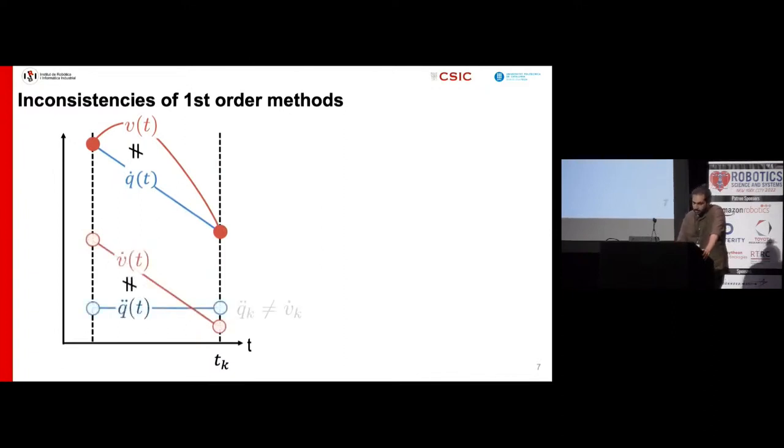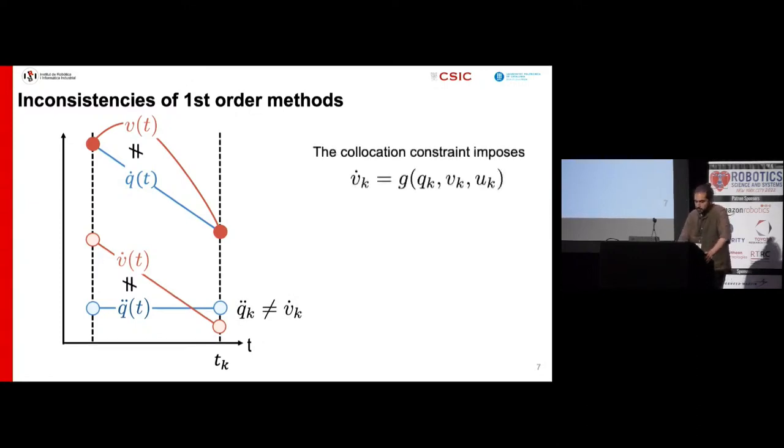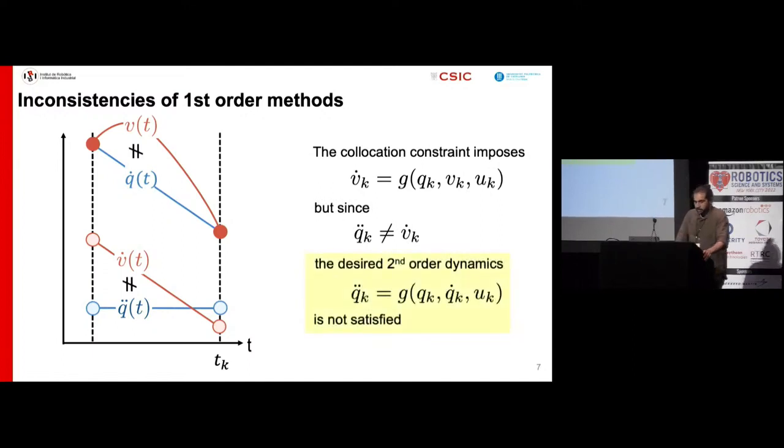In this case, their values will be different even at the collocation points because no constraint is imposing their coincidence. So we have that the collocation constraint imposes this condition, but we have that these two values are different, so the second-order dynamics equation is not satisfied at the collocation points.